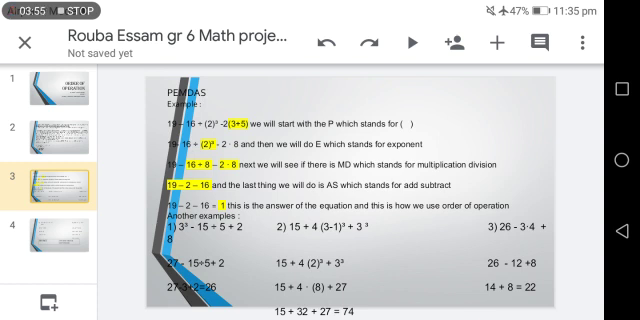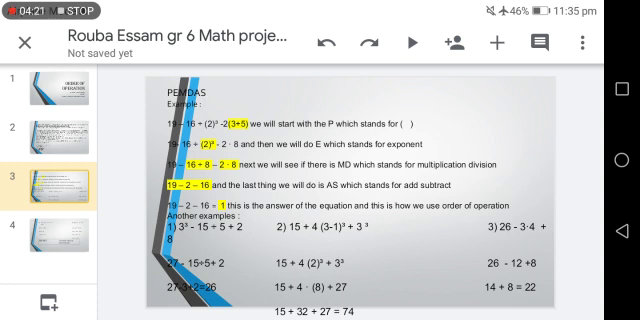And the last thing we do is AS, which is add and subtract. 19 minus 2 minus 16. 19 minus 2 is 17, and 17 minus 16 is 1. So the 1 is the answer of this equation.